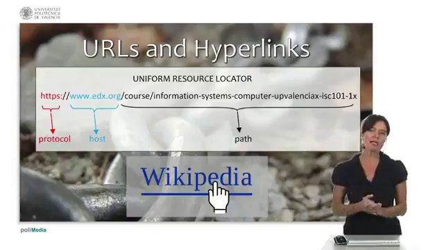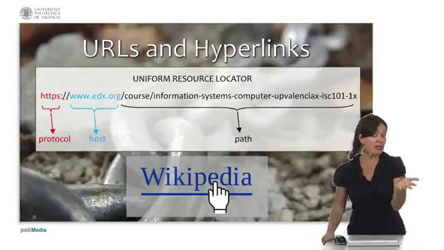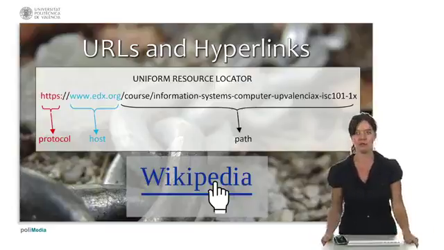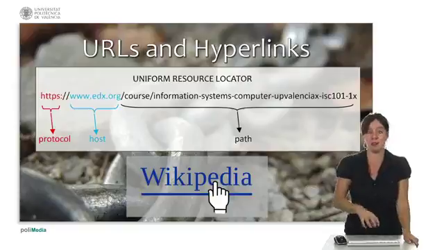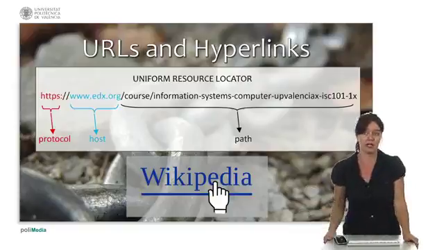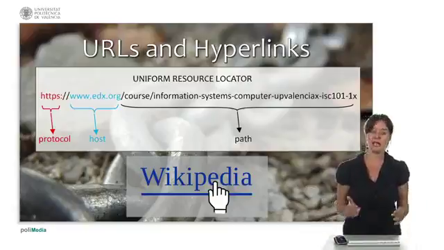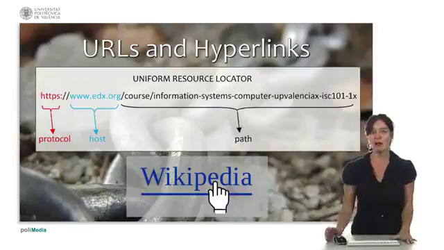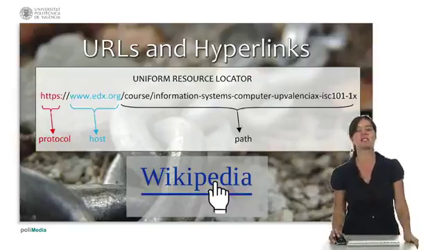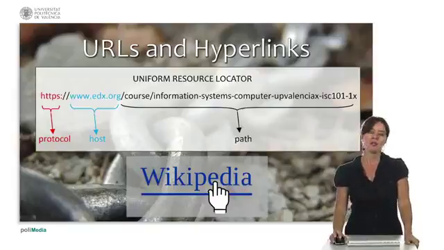A hyperlink is a reference to some data that the reader can directly follow, either by clicking on it or hovering over it. This hyperlink just points to a document which is at a specific position in the Internet. Hypertext is just text that contains hyperlinks. And a user that is following hyperlinks when looking at hypertext is said to navigate or browse the Internet.